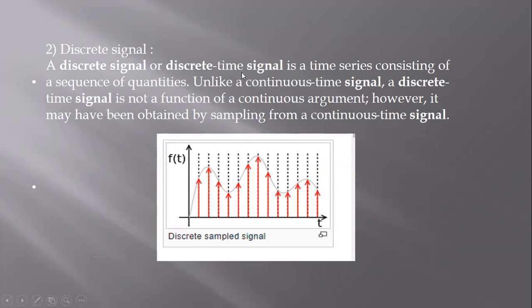Then we have a discrete signal. A discrete signal is a time series consisting of a sequence of quantities. Unlike a continuous time signal, a discrete time signal is not a function of a continuous argument. However, it may have been obtained by sampling from a continuous signal. So this is how a discrete sampled signal usually looks.